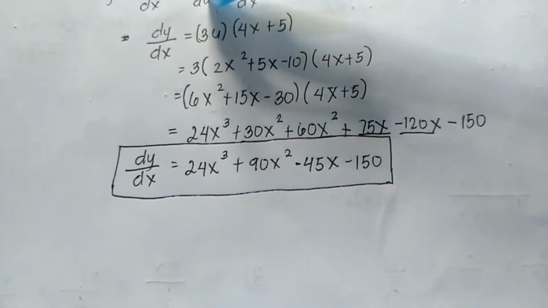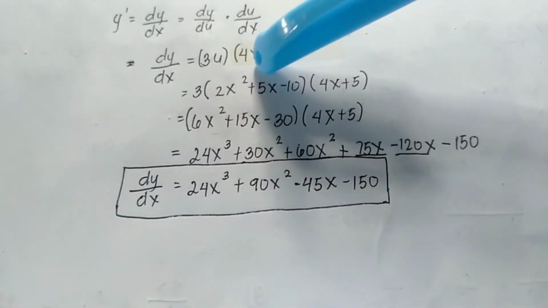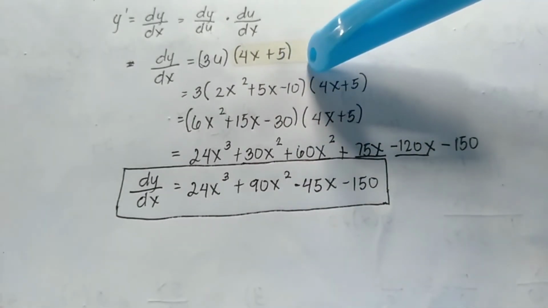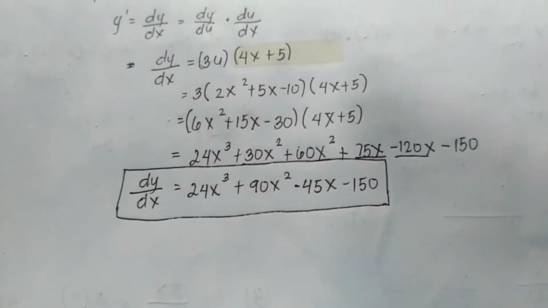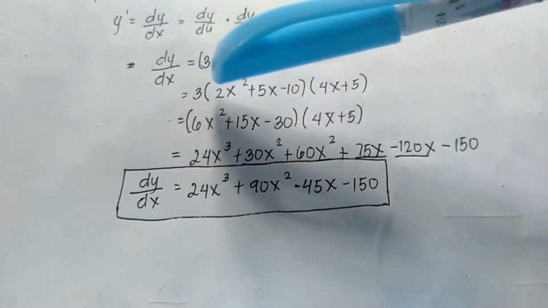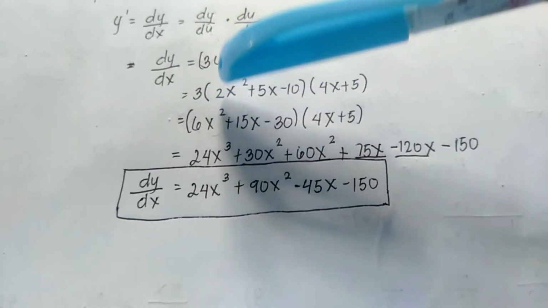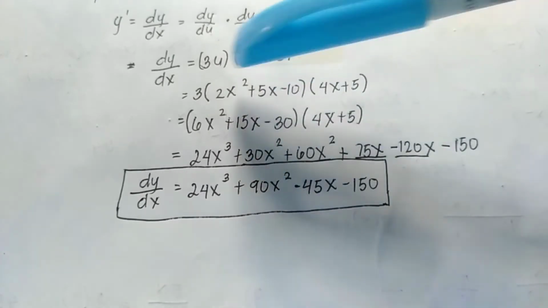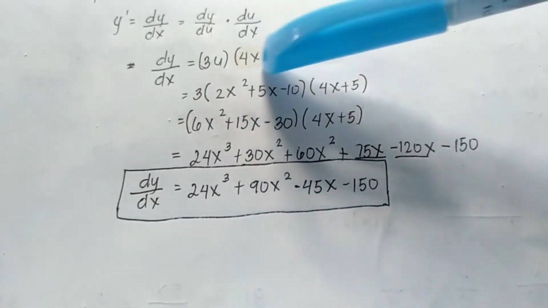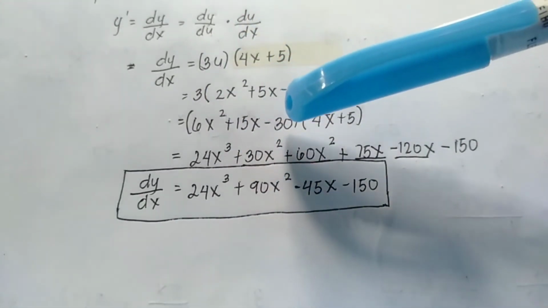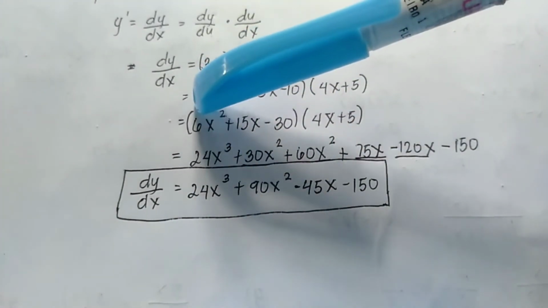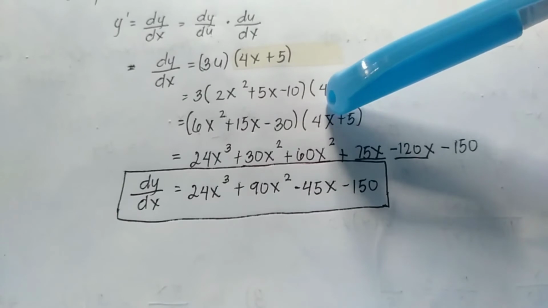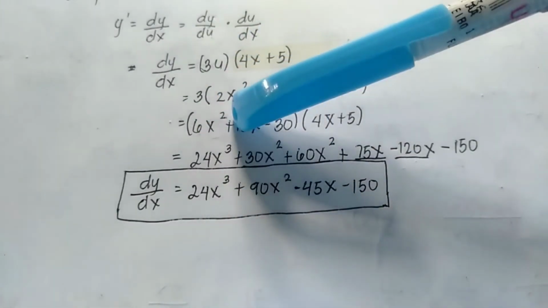Then 3 times our u, which is 2x squared plus 5x minus 10, times the derivative of it, 4x plus 5. Then simplify. 3 times 2x squared is 6x squared. 3 times 5x is 15x. And 3 times negative 10 is negative 30. Times 4x plus 5.